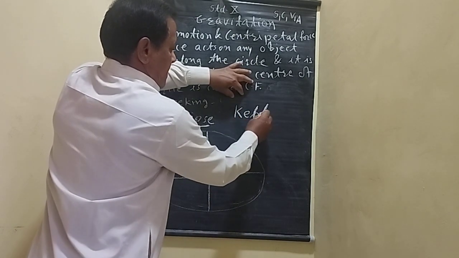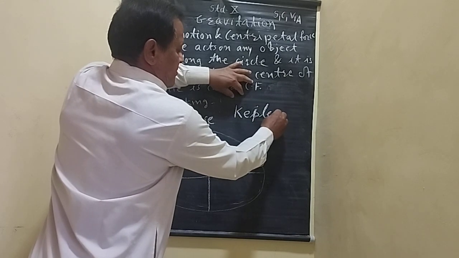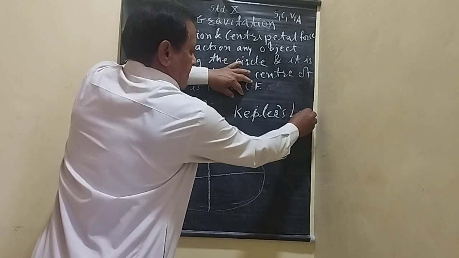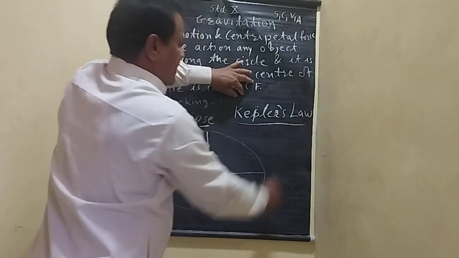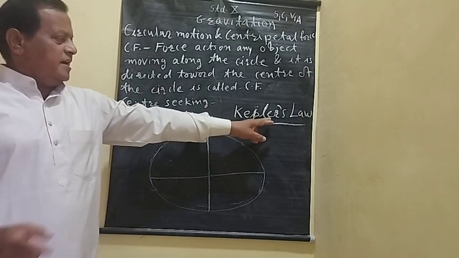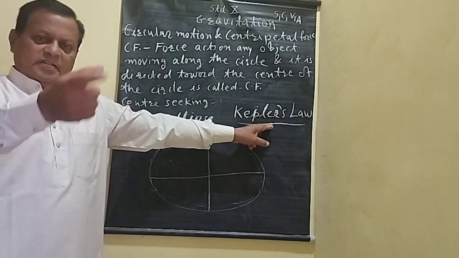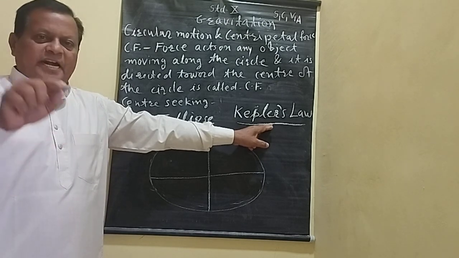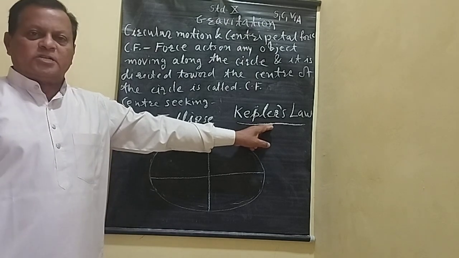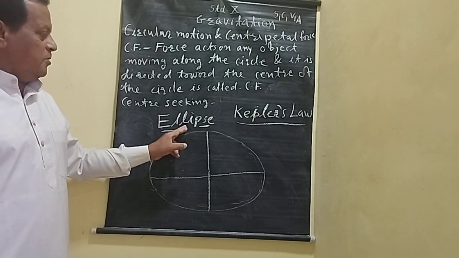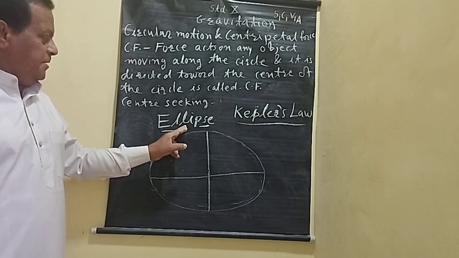Kepler's law, and these laws are about planetary motion. We will learn these 3 laws in the next period. But to understand Kepler's law, we must know about ellipse. So what is this ellipse?